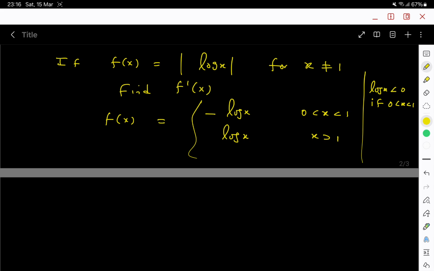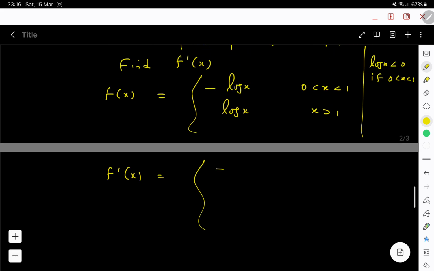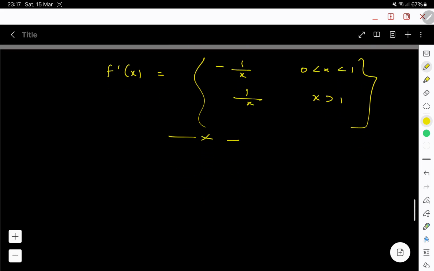Now differentiating, so f dash of x: differentiation of log x is 1 by x, so minus 1 by x for x greater than 0, less than 1, and differentiation of log x is plus 1 by x for x greater than 1. Okay, that's all. These are the derivatives. So, next problem.